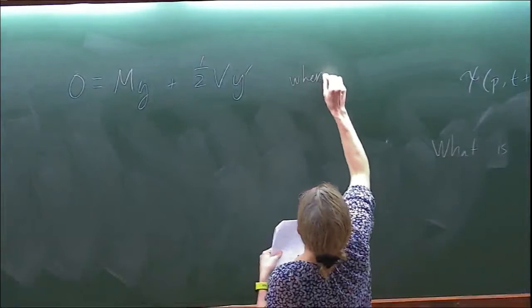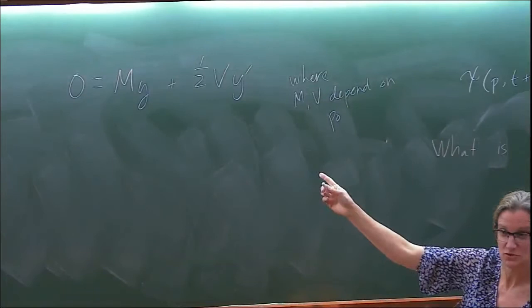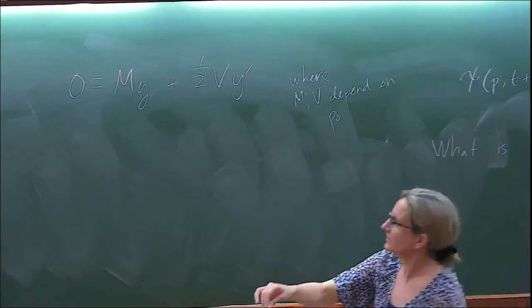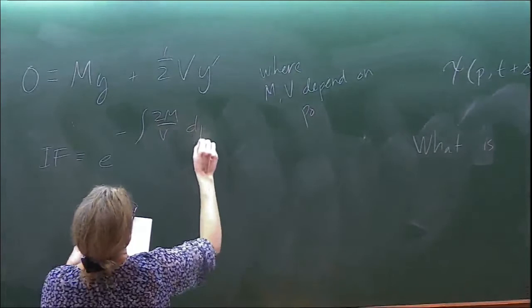Where, of course, m and v depend on p0. We'll remind ourselves of that. But look how pretty this is, right? First order linear ODE. You do an integrating factor, blah, blah, blah. So you would do your integrating factor e to the negative 2m over v. Dot, dot, dot is like an exercise for the reader.